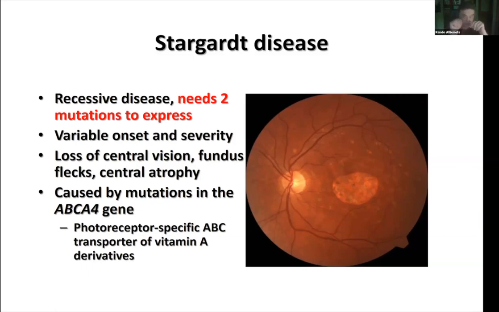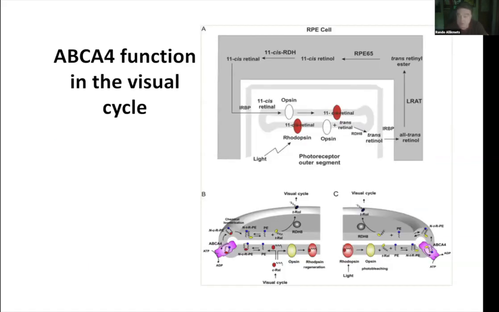In this case, you lose the central vision, but your peripheral vision mostly stays intact. And again, as I mentioned, it is caused by mutations in ABCA4, which is the photoreceptor-specific protein that transports vitamin A in the visual cycle. This may be a little too complicated a drawing, but it just shows schematically where it is located.